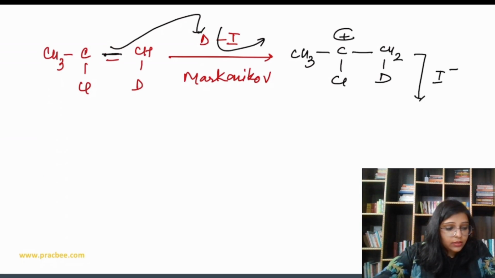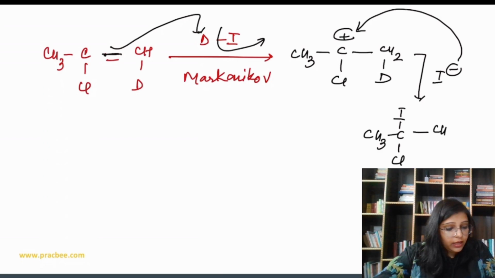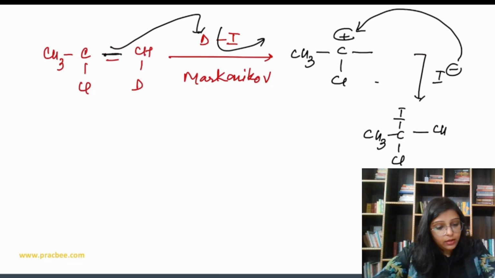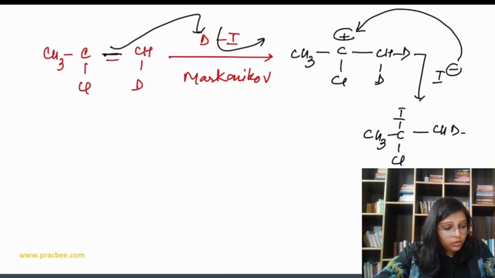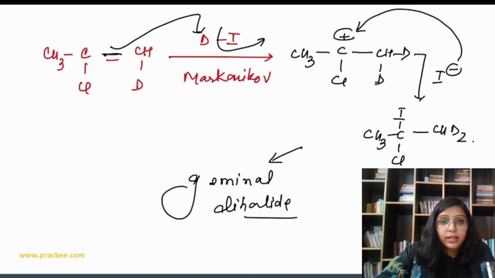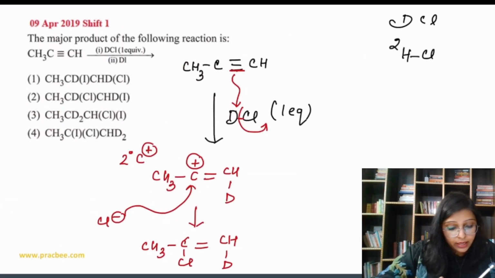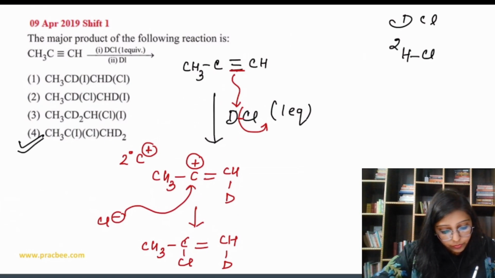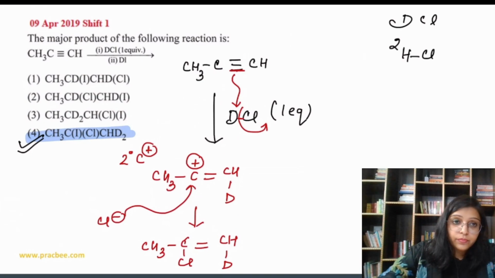अब now I minus. So I minus is going to attack on this one. So CH3 C I Cl and C, not CHD, here we also write D, है ना? Because H is not there. So D and here D. So here we write CHD2. We get geminal dihalide. That's a situation. Geminal dihalide. So we have answer equal to option number 4. Clear or not? ठीक है?